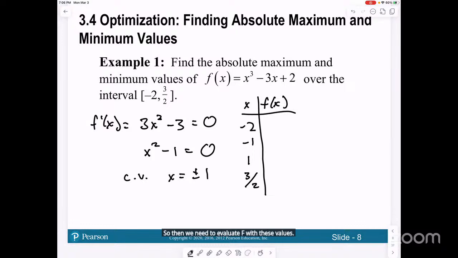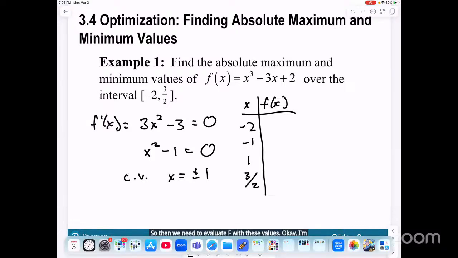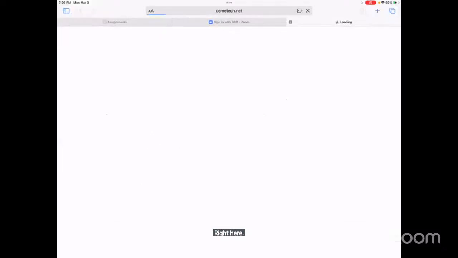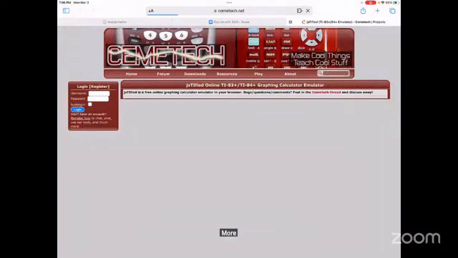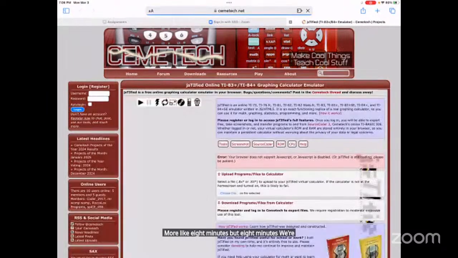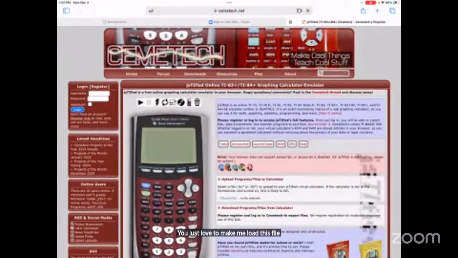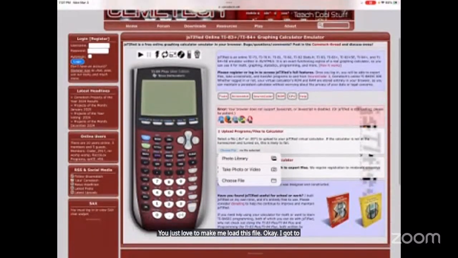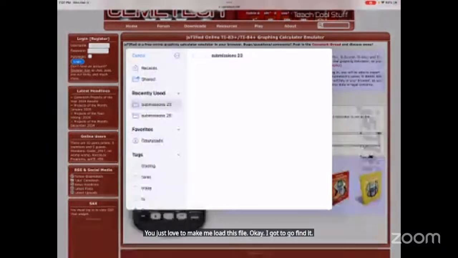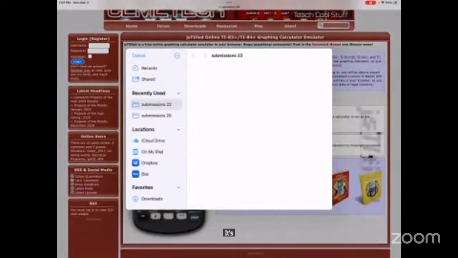Okay, I'm going to use my calculator. Right here. We've got a solid 10 minutes, just shy of 10 minutes, right? More like 8 minutes, but we're going to go with this. Come on. You just love to make me load this file. Okay. Now I have to go find it. It's going to be here.